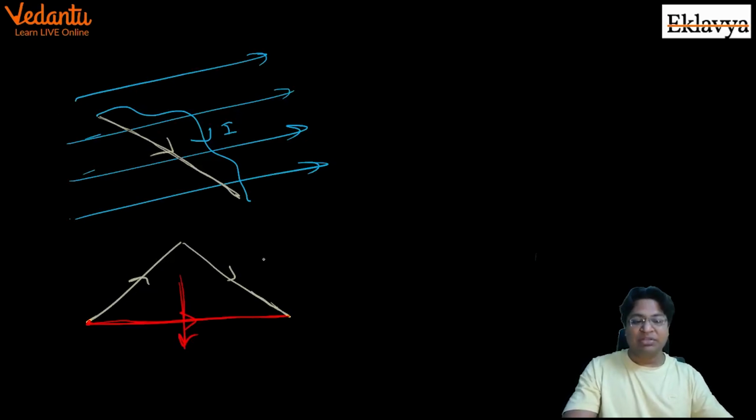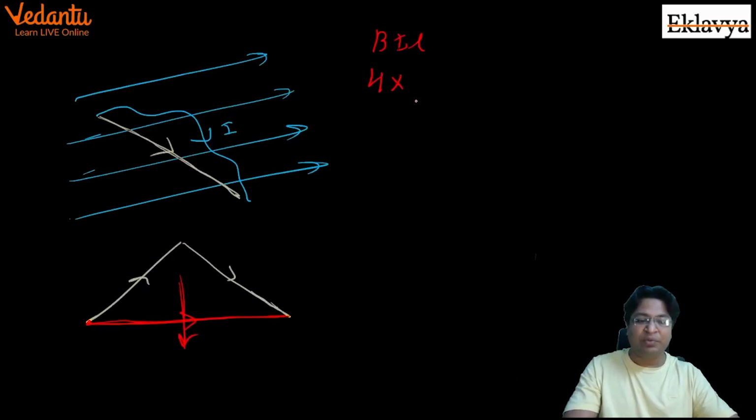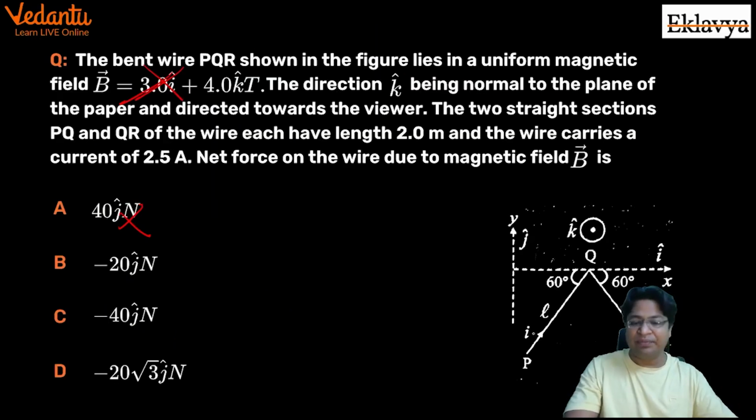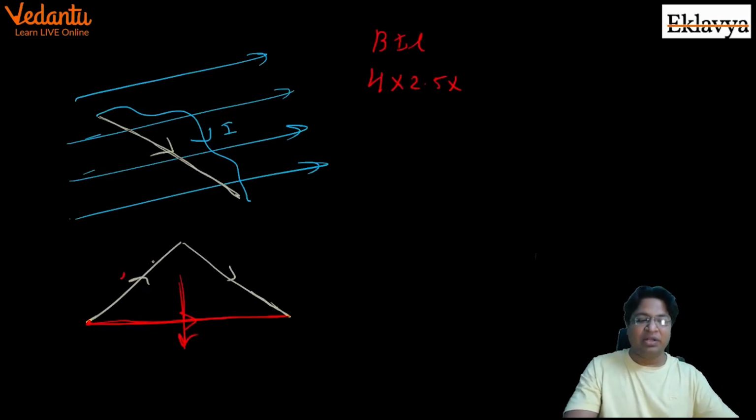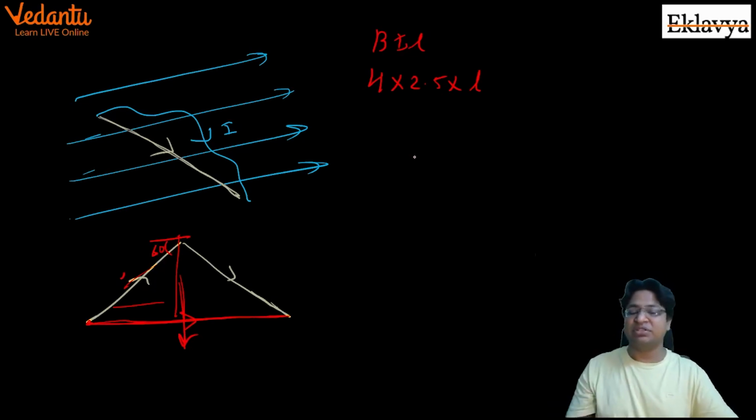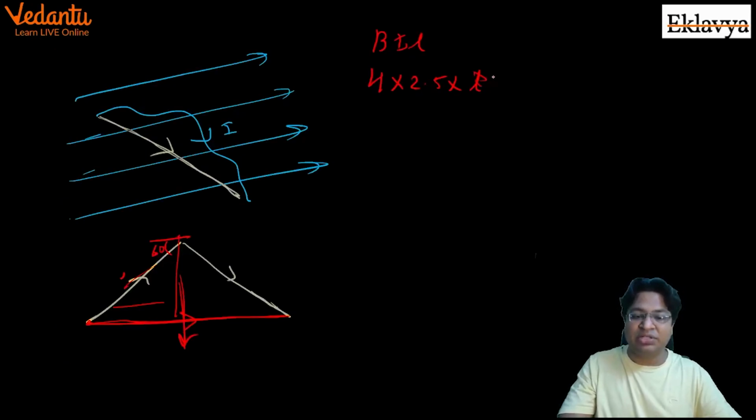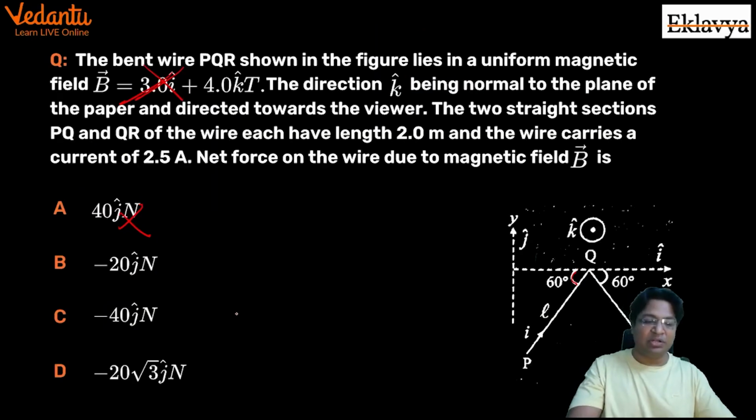All right, and now what is the magnitude? The magnitude is BIL. So B is 4, I is given as 2.5 ampere, and the length, this length. So this length is L. This angle is 60. This length is L, so twice of L cos 60. Cos 60 is half, so 2 times L cos 60 is L itself. L is given as 2 meter. So this is actually 2 meters. So 10 into 2, 20 Newton force in the downward direction.